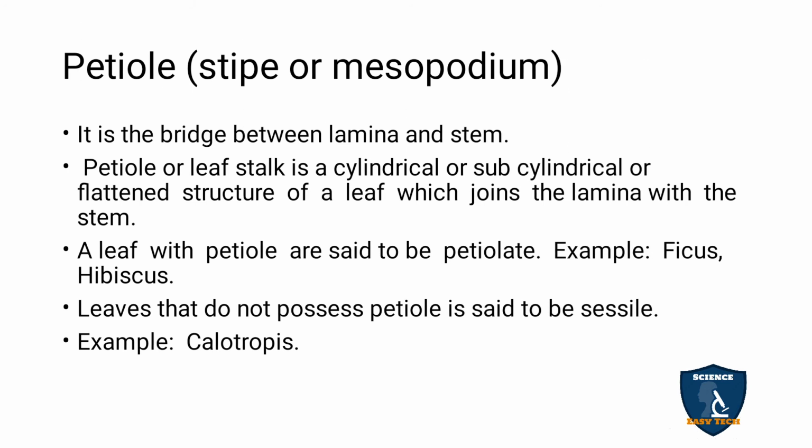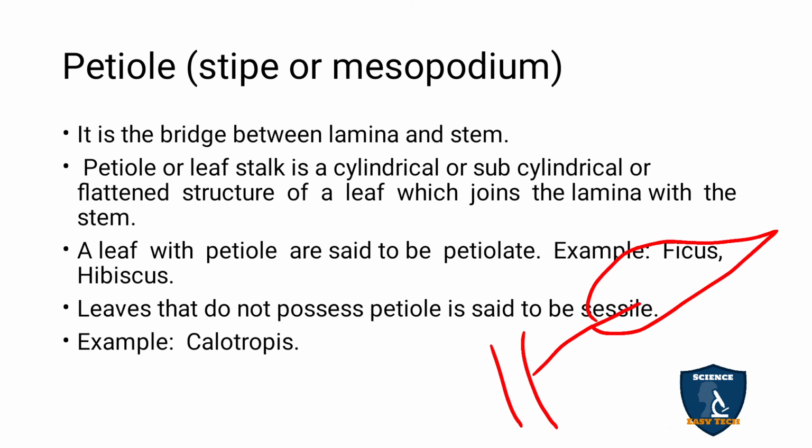The best example you can see is Musa paradisiaca, that is the banana. Petiole, stipe or mesopodium. This is the stem and this is the petiole. In between the stem and the lamina you have a stalk that is called the petiole. So this portion is called petiole.